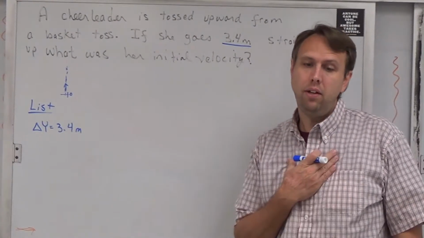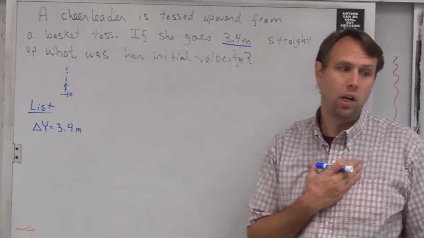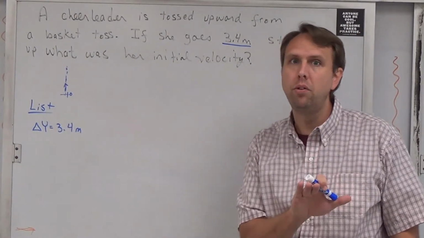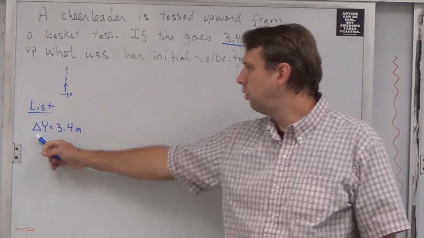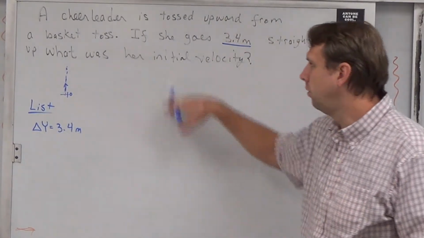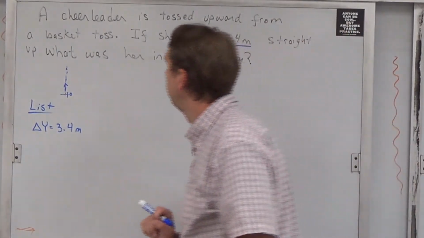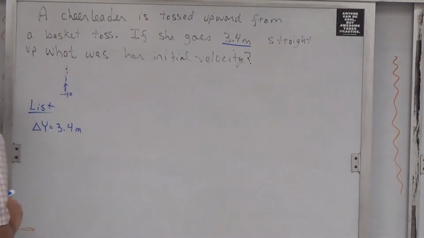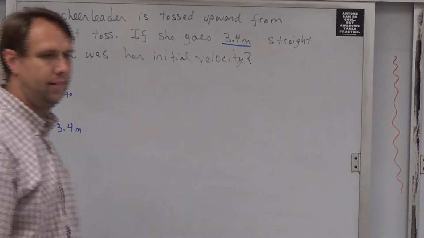Now, I try not to use d for displacement. I used to use it quite a bit, and you may see it occasionally in my materials. But most people today are using delta y or delta x: delta y for vertical displacement and delta x for horizontal. Okay? There are no other numbers given. Does that mean that we don't know anything else for our list?